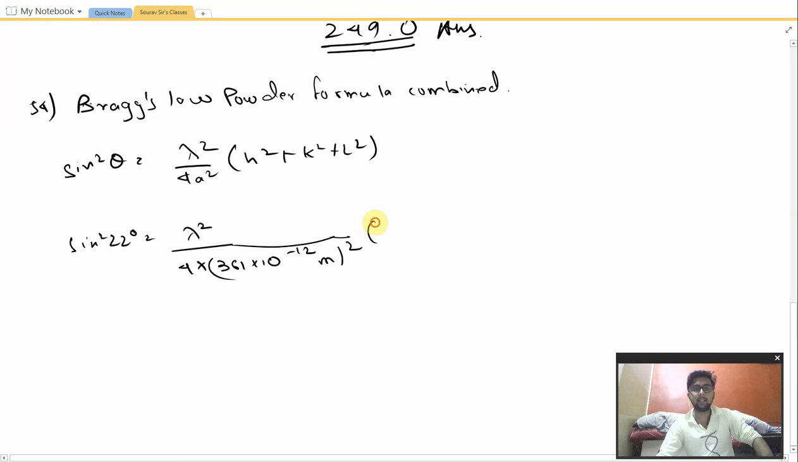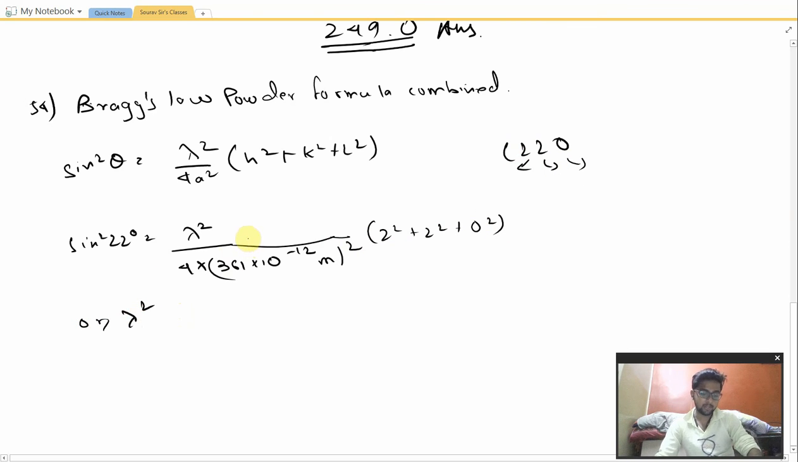And the value of h, k, and l: the plane given is the 2, 2, 0 plane, so the value of h is 2, value of k is 2, and value of l is 0. So 2 square plus 2 square plus 0 square. From this you can calculate the value of lambda square.